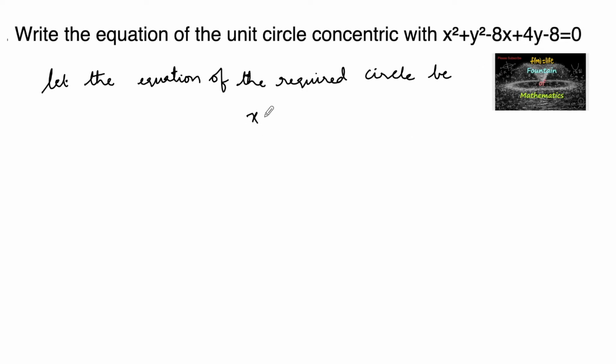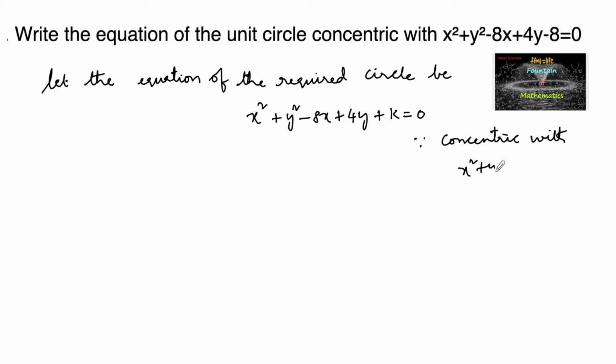So we can write here x square plus y square minus 8x plus 4y plus some constant is equal to 0, since our circle is concentric with x square plus y square minus 8x plus 4y minus 8 equals to 0. So when the circle is concentric, its center will be the same, so the coefficient of x and y will remain the same and only the constant will make a difference.